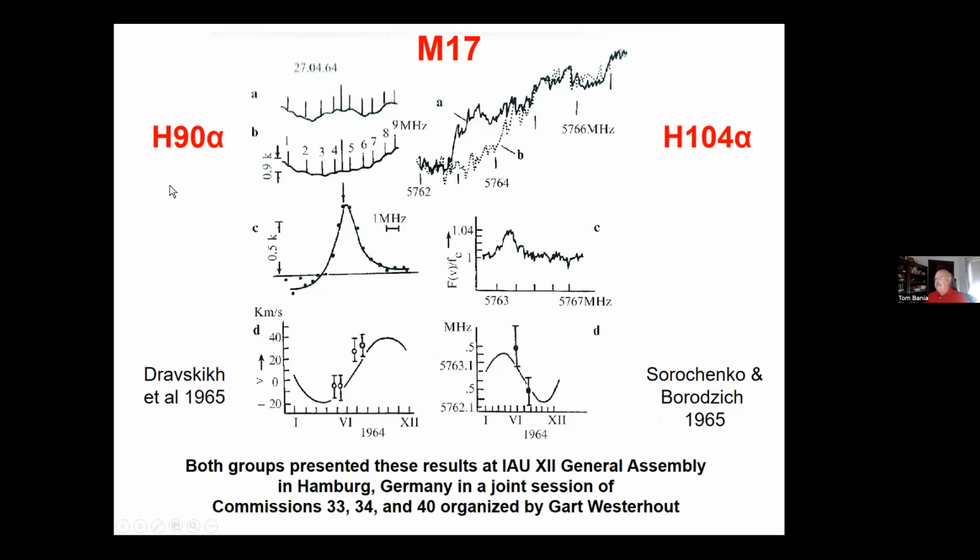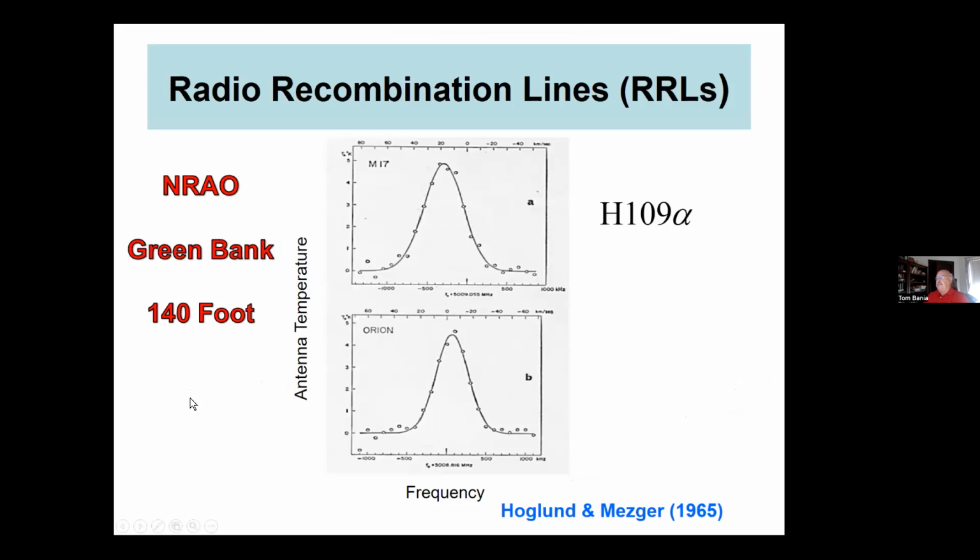So the next year at an IAU General Assembly, the two competing Soviet groups presented these spectra. Here are the detections for M17. At the bottom is showing that these lines tracked the Doppler motion of the Earth's orbit about the galactic center. And so people believed these lines, and they certainly believed them the next year when, during the commissioning of the 140-foot, Hoagland and Metzger took these two spectra of Orion and M17.